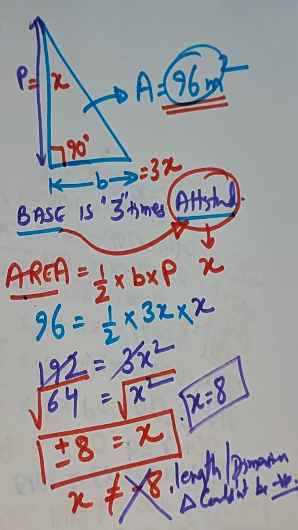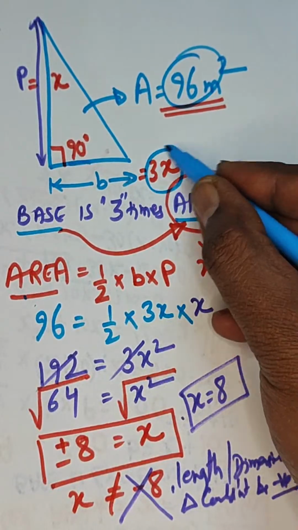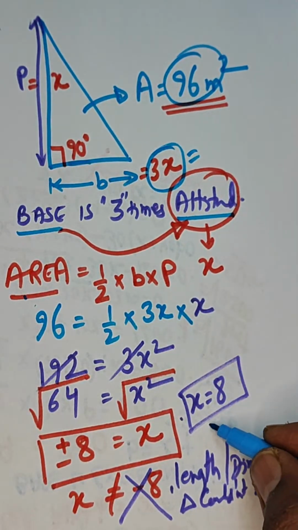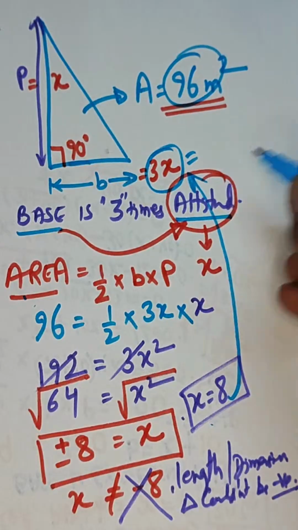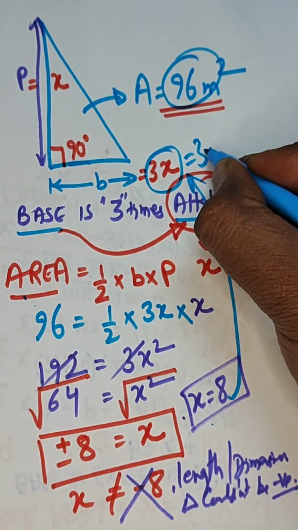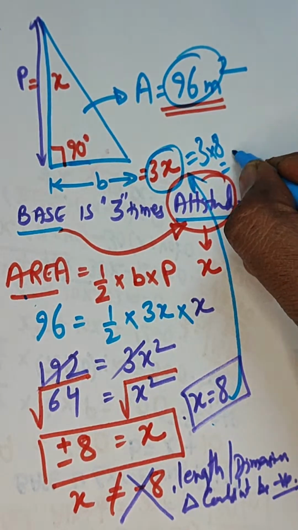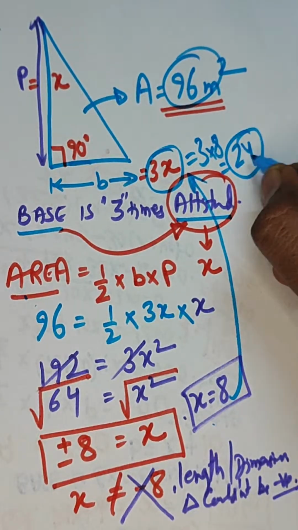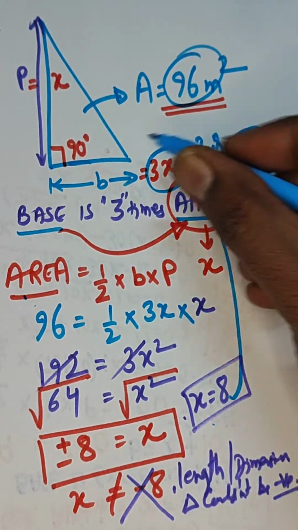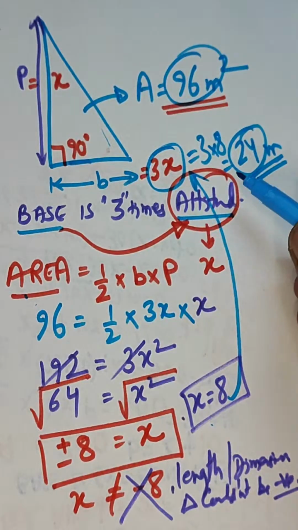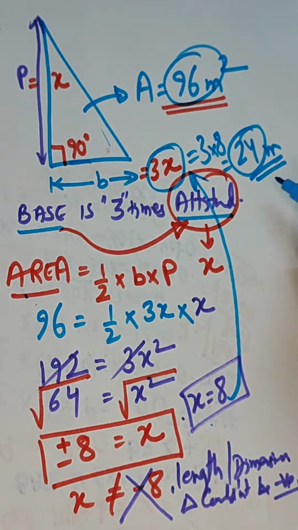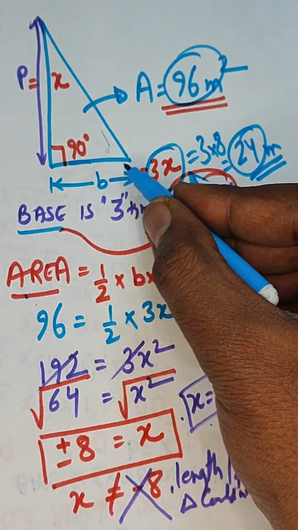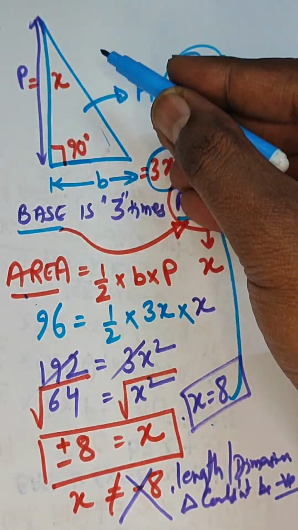Now the question is what is the base of the triangle? Base is nothing but 3x, and since we know the value of x, put it over here, right? So this will be equal to 3 into 8. This will give you the value of 24. So 24 meter is the base of this triangle. This is a very big triangle because this is in meter. So how big this triangle is, right?